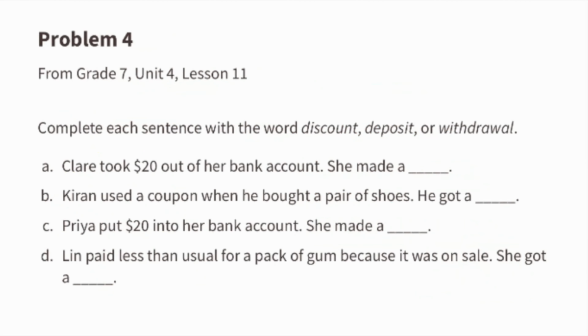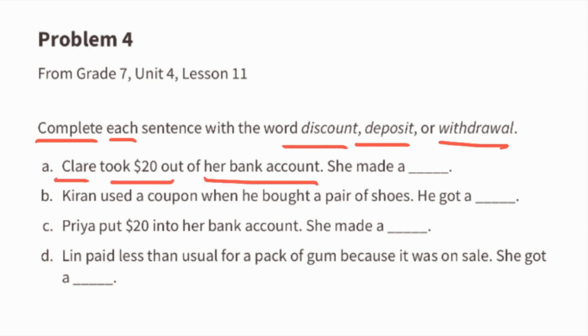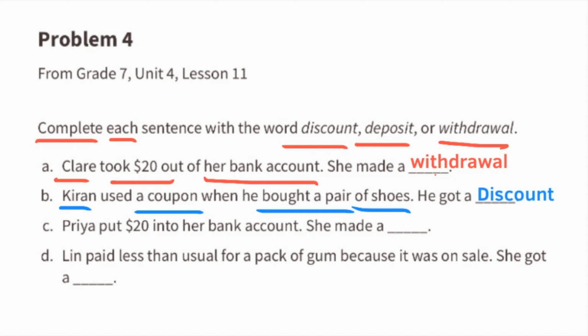Problem number 4 from 7th grade, Unit 4, Lesson 11. Complete each sentence with the word discount, deposit, or withdrawal. A. Claire took $20 out of her bank account. She made a withdrawal. B. Kieran used a coupon when she bought a pair of shoes. She got a discount. C. Priya put $20 into her bank account. She made a deposit. D. Lynn paid less than usual for a pack of gum because it was on sale. She got a discount.